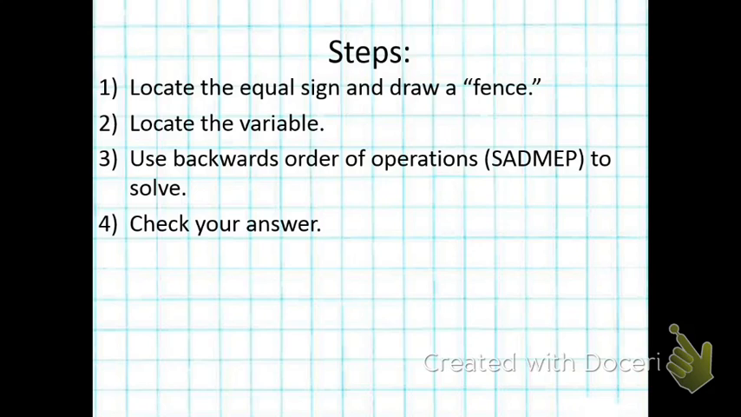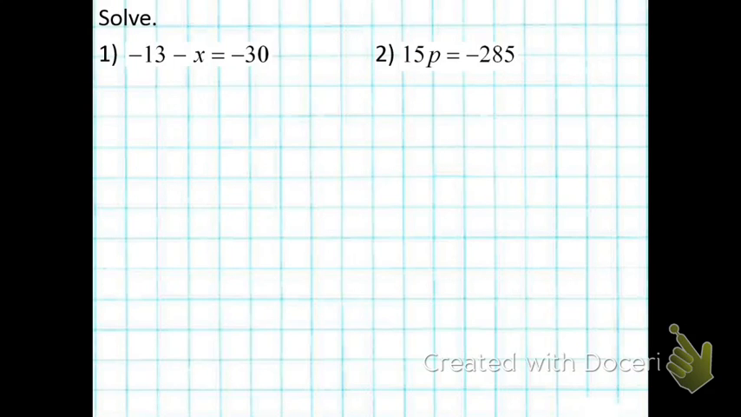So I'm going to do numbers 1 and 2. Students are watching right now. Okay, so the whole point of this lesson is to figure out what the answer is to x. So we use this thing called backwards order of operations called SADMEP. So first thing we're always doing is we're looking for the equal sign and we're drawing a fence.